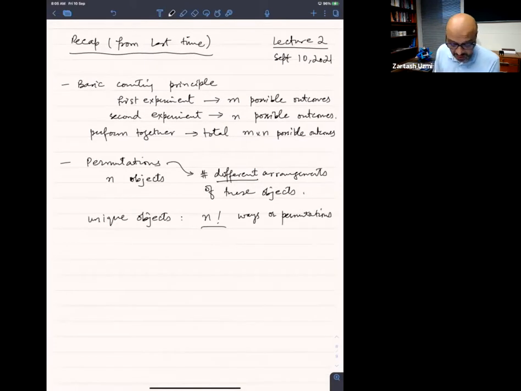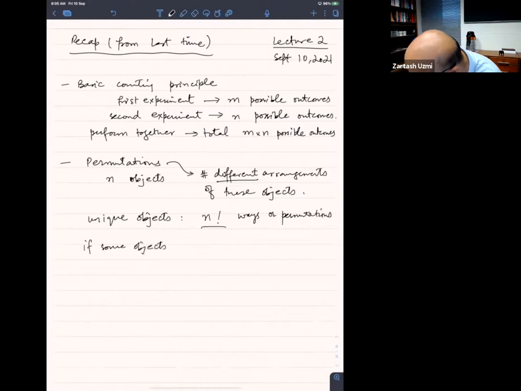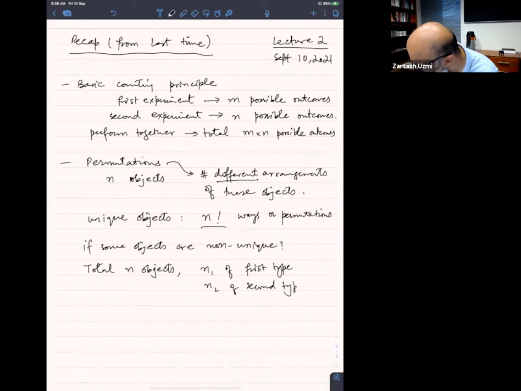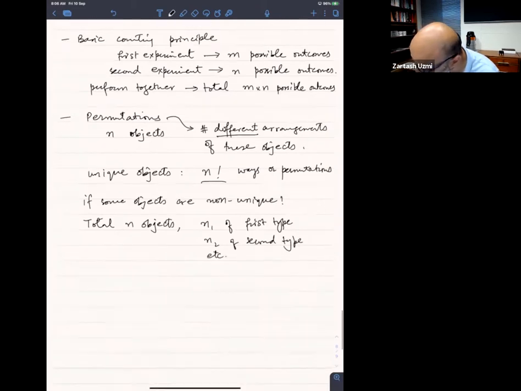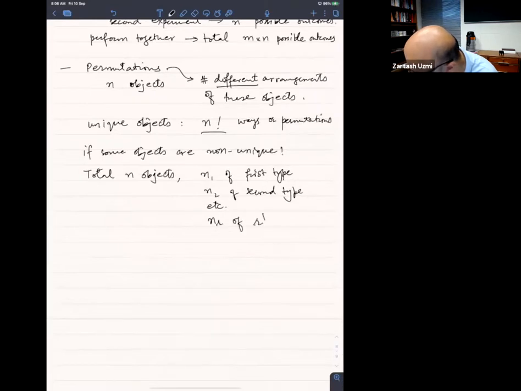If some objects are non-unique, it could be that there are total n objects, out of which n1 are of the first type, n2 of the second type, etc., nr of the rth type.